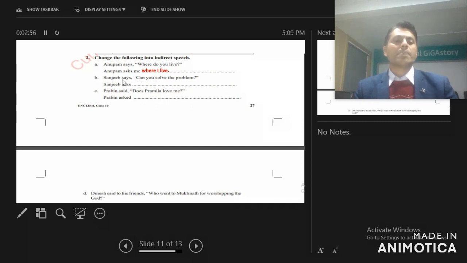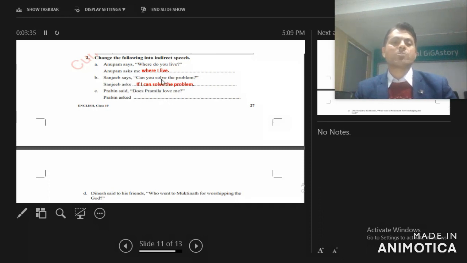Okay, now look at number B. Sanjeev says, can you solve the problem? This is also the same. Here says is simple present tense. So we write Sanjeev asks, up to here given in the question. Sanjeev asks, then the missing part is what? This is a yes-no question, so we use if: if I can solve the problem. At last, remove the question mark, right? If or whether can be used to connect the reporting and reported part. Got it? Okay. Sanjeev asks if I can solve the problem.